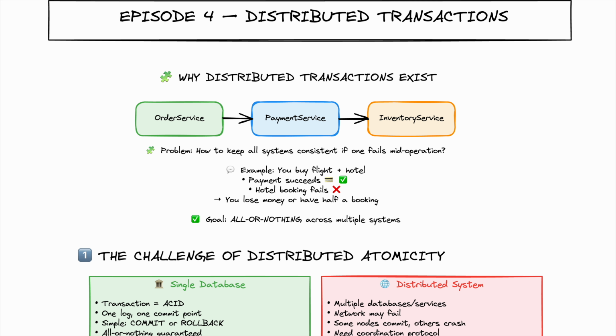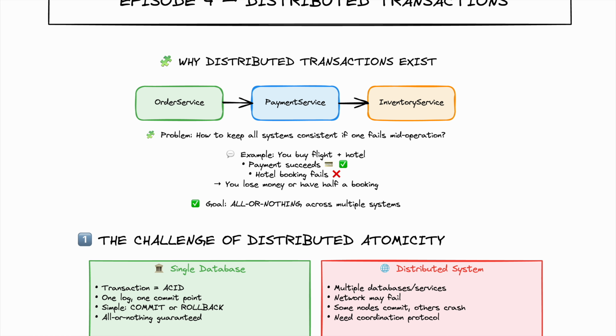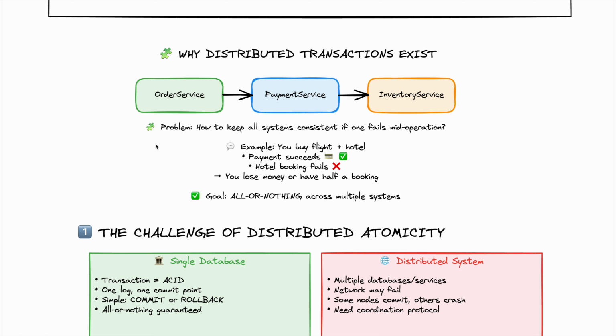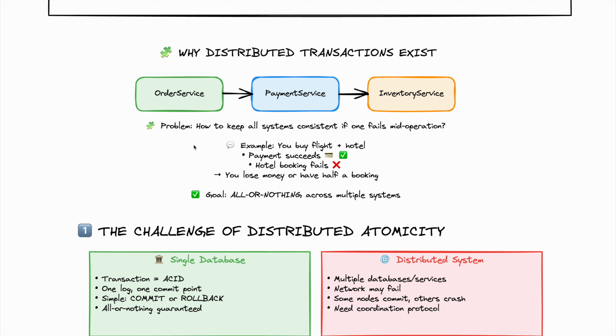First, let's take a look at why distributed transactions even exist. For that, let's take this system. Let's say that we have an e-commerce website and the user places an order. That order first should go to the order service. Order service should commit that transaction. Then after that, it goes to the payment service.